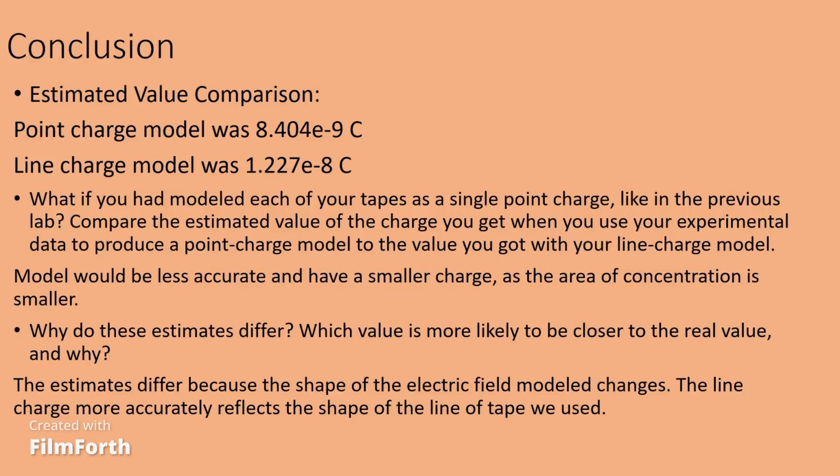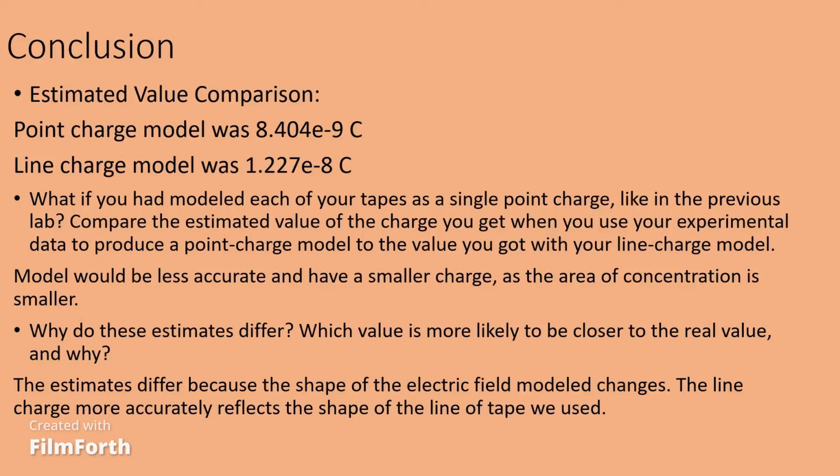Now that we got the results from the code, we got that the line charge model was about 1.227 times 10 to the negative 8 coulombs, and the point charge model was 8.4 times 10 to the negative 9 coulombs. What exactly do these numbers mean? As you can see, the line charge model is obviously greater than the point charge model. But what exactly does this mean, and why is that? Well, we can look at the second question here. Why do these estimates differ? Which value is more likely to be closer to the real value, and why?